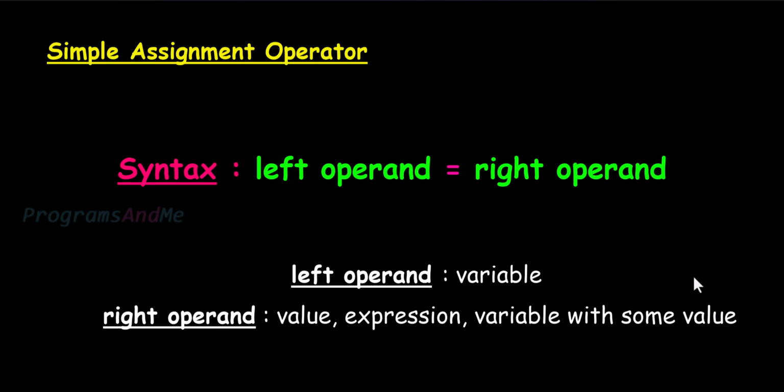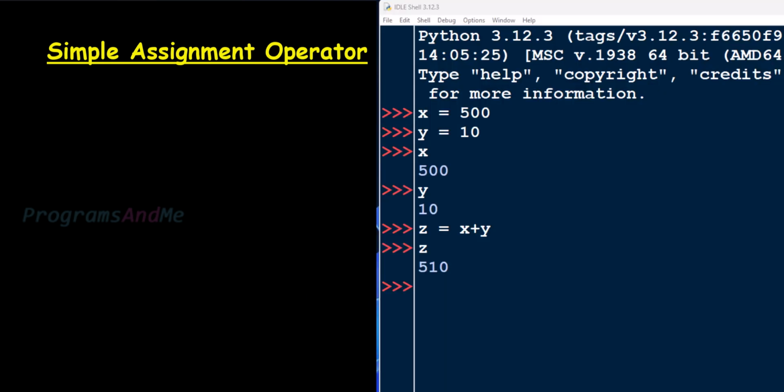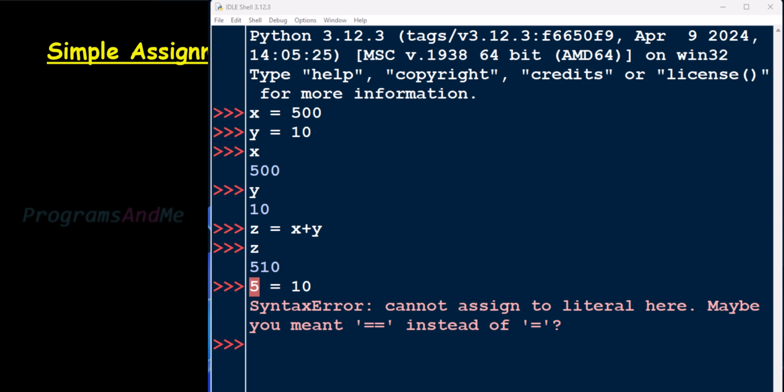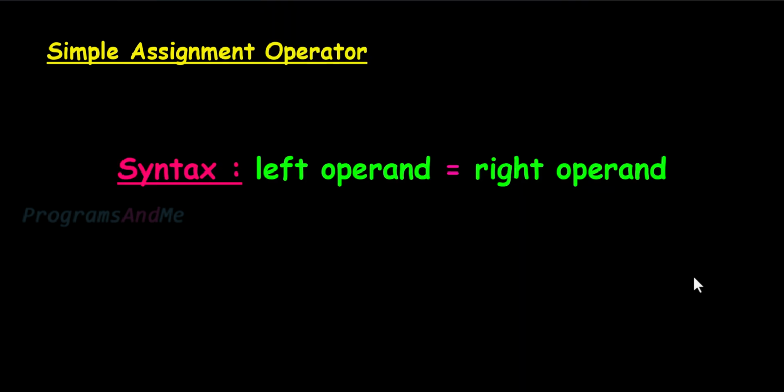Just for an example, here we can say x equal to 500. Value 500 is assigned to x. y equal to 10. This is an assignment operator, or we can take z equal to x plus y. Here x plus y is an expression, which will be evaluated and then assigned to variable z. So as I said, 5 equal to 10 is wrong, because the left operand must be a variable. So this is about the assignment operator.